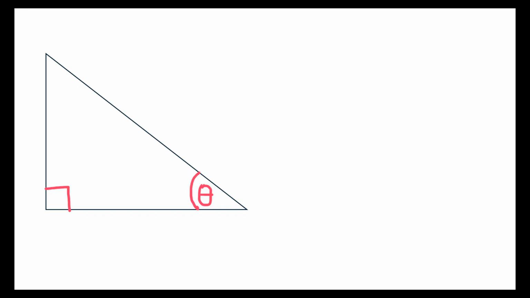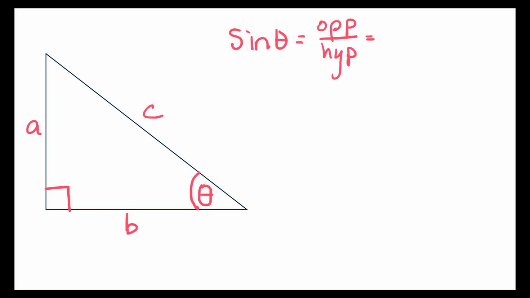And suppose the sides of this triangle are A, B, and C, then we would say the sine of theta, this angle, is equal to the opposite side to theta divided by the hypotenuse. The opposite side to theta is over here, that's A, and the hypotenuse of this right triangle would always be across from the right angle, that is C.